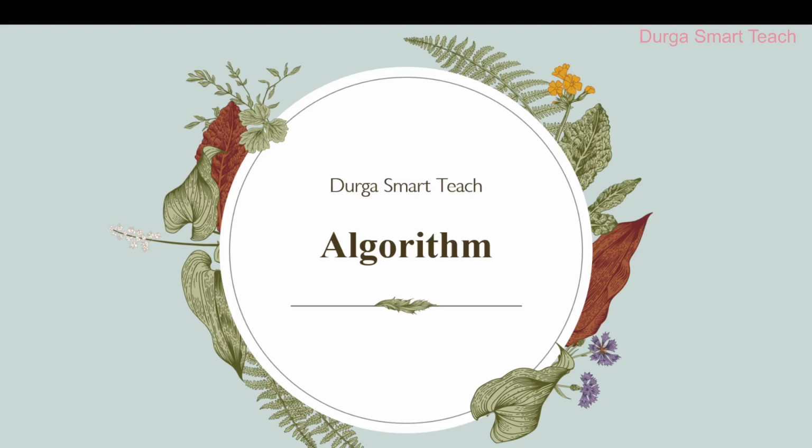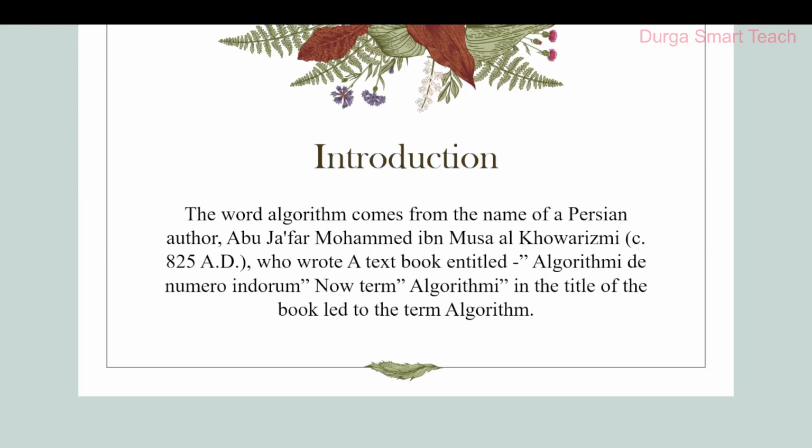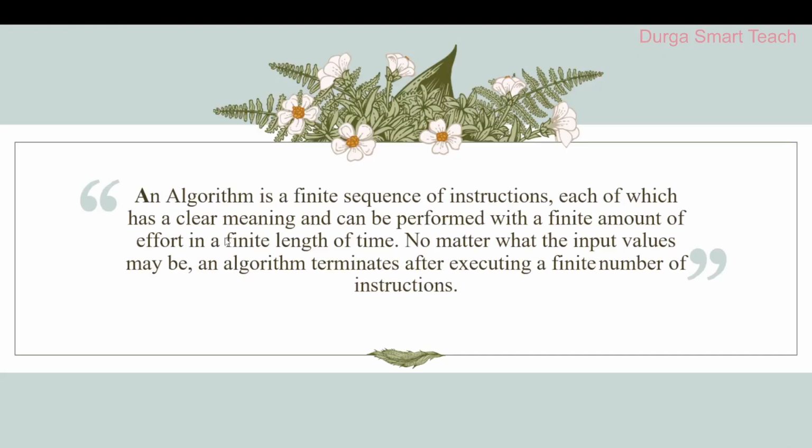Today I am going to discuss algorithm in design and analysis of algorithm. The word algorithm comes from the name of the Persian author Abu Jafar Muhammad. He wrote one textbook titled Algoritmi de Numero Indorum. The term algorithm comes from this textbook, so the word algorithm comes from a Persian author's textbook.